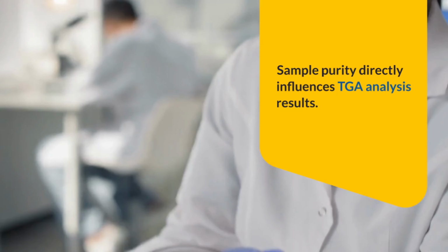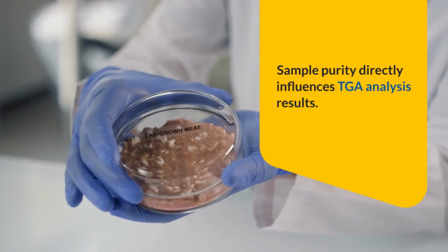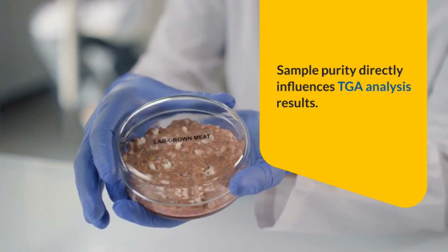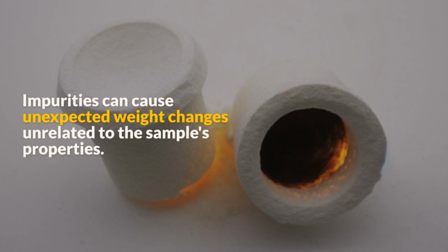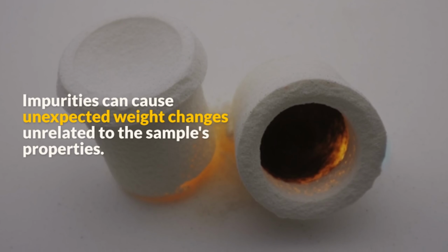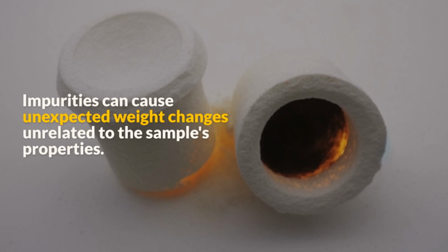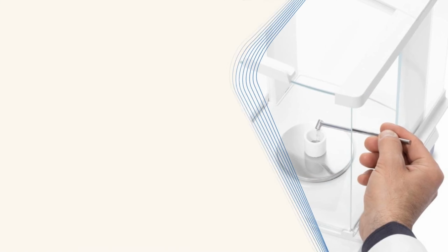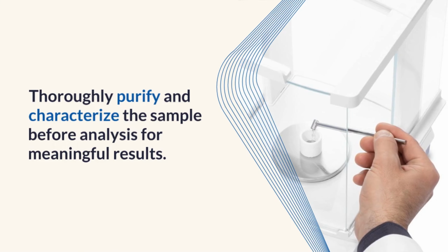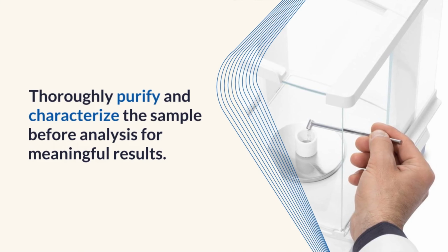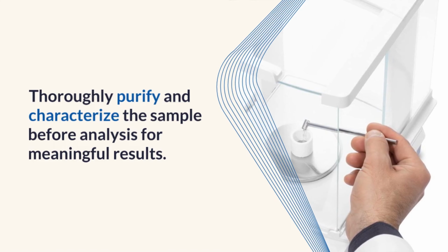Sample purity directly influences the results of TGA analysis. Impurities in the sample can lead to unexpected weight changes that are unrelated to the sample's intrinsic properties. Thoroughly purifying and characterizing the sample before analysis is essential for obtaining meaningful results.